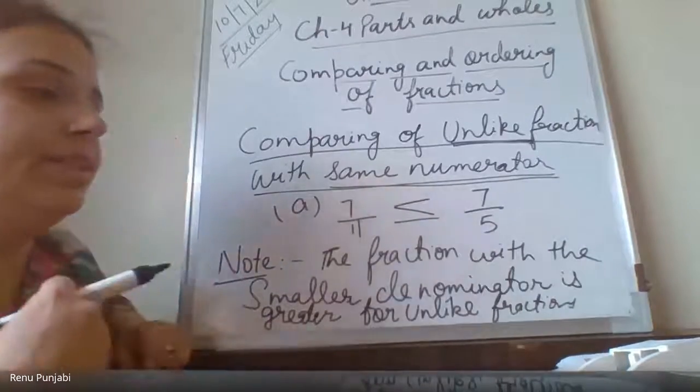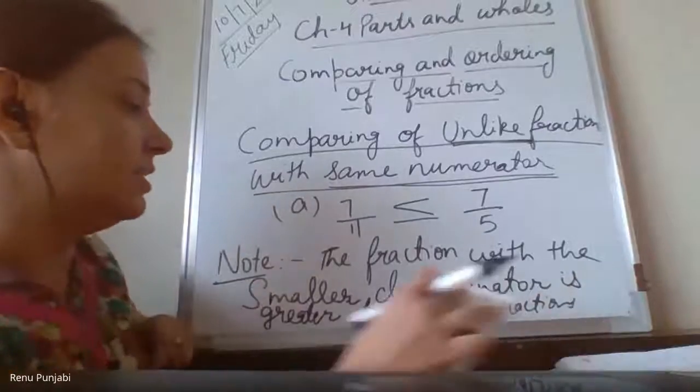Ma'am, I was telling you that in the 7 by 11 and 7 by 5, the small one we will take as greater, so it will be 7 by 5. Yes. I will explain to you, dear, with more examples.